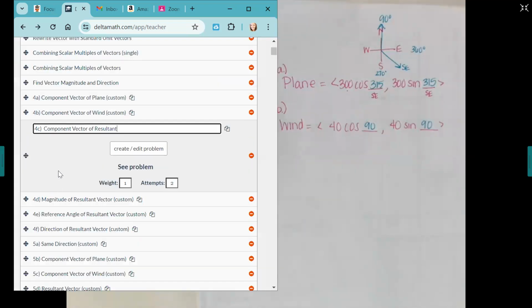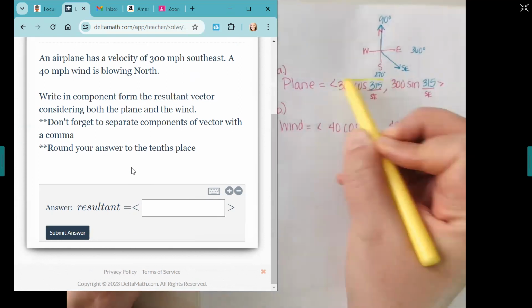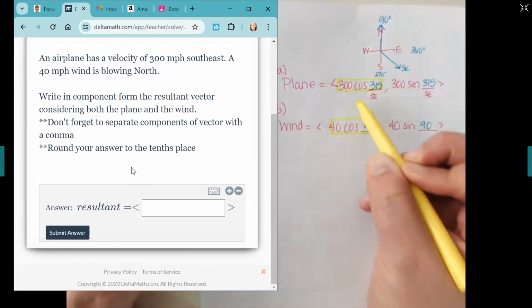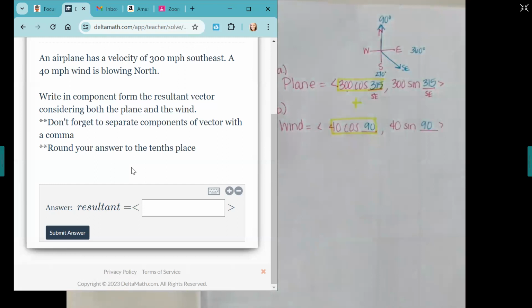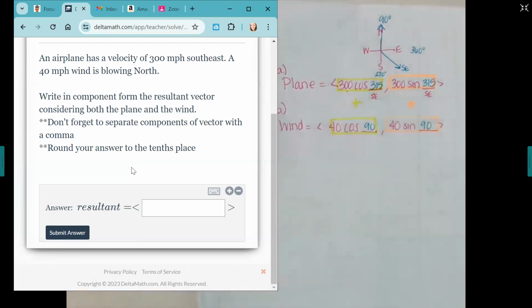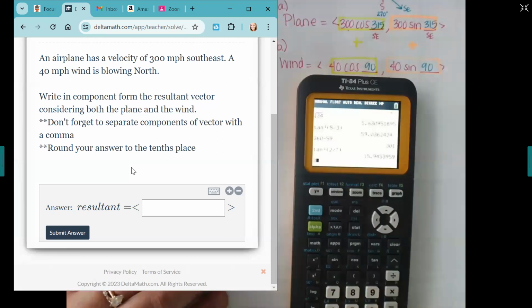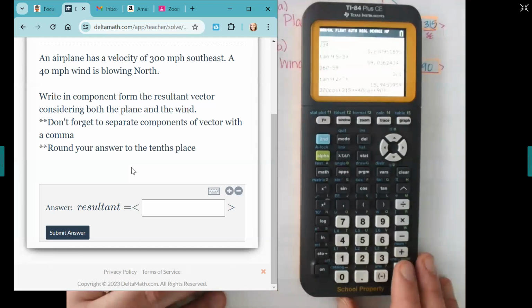It asks you to find the component vector of the wind and the plane. That means you're adding. So in your calculator, to make this easy, I want you to type in this plus this to get the component vector. And then I'm gonna do the y plus the y. If you want to find the numbers separately and then add them, that's fine. But I'm just gonna do them all together. You're doing 300 cosine 315 plus 40 cosine 90, all in one fell swoop right there.